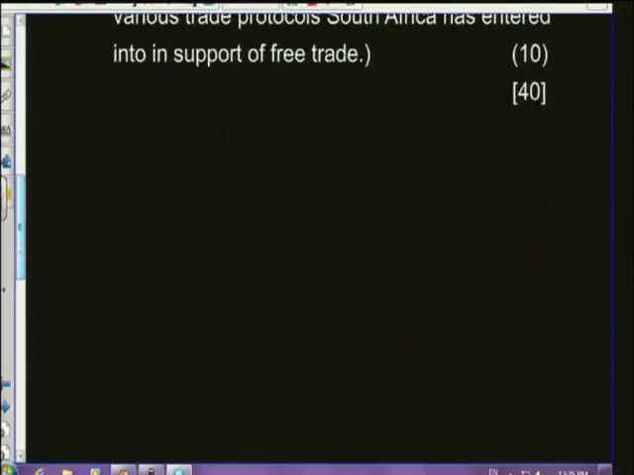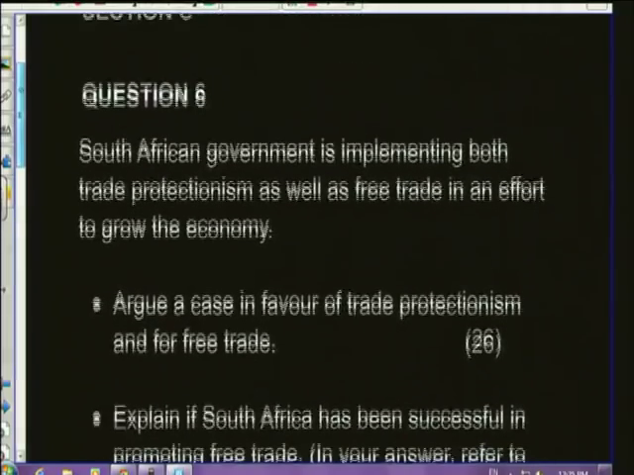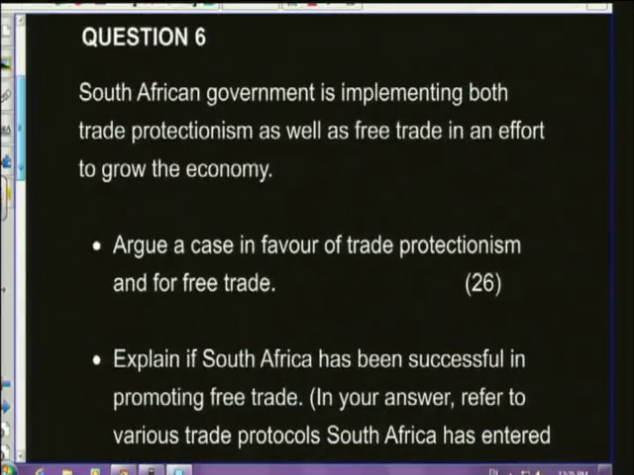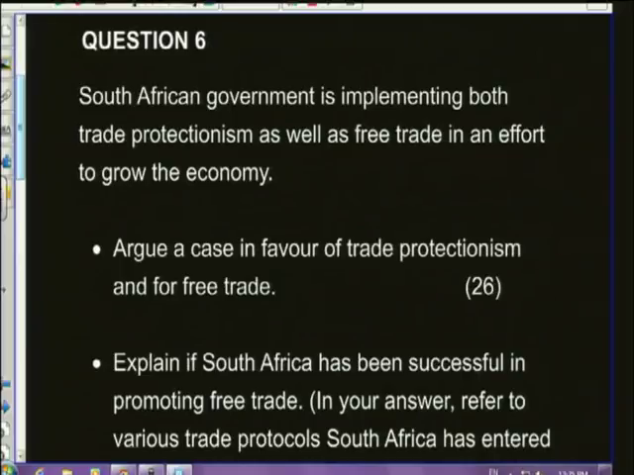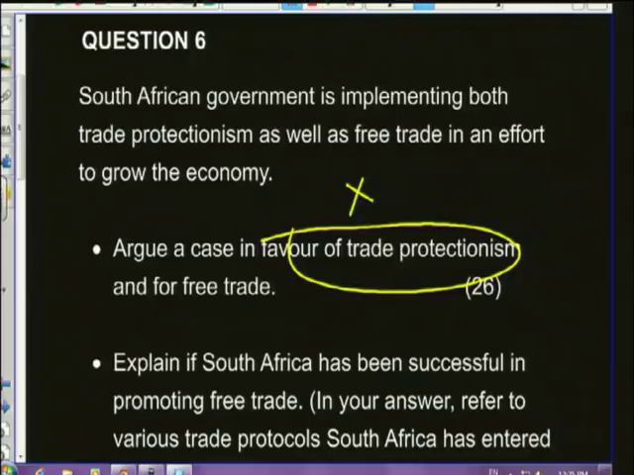Now, it's important that we actually look at some of the key words in the question. To start with, a case in favor of protectionism. So we must look at the pluses of trade protectionism, but also the pluses of free trade. So we are going to look at the reasons why industries in South Africa should be protected, but also reasons why we should have access to free trade.